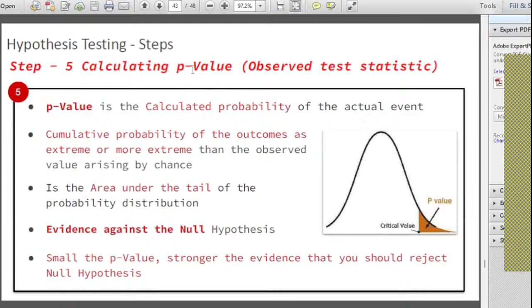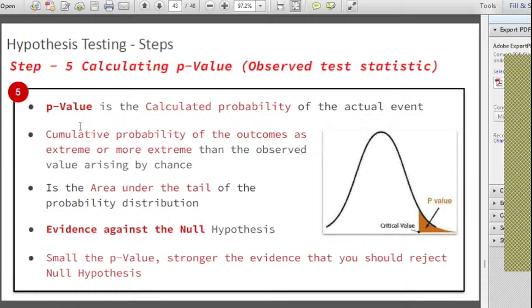P value, again, it's a standard term, is the observed test statistic. Observed means actual, that actual risk, that 3% and 15%. Remember, this is the actual test statistic. It's the calculated probability of the actual event that has occurred. It is the calculated probability of that event, right? So the p value we compare with the critical value, and then we take a decision.